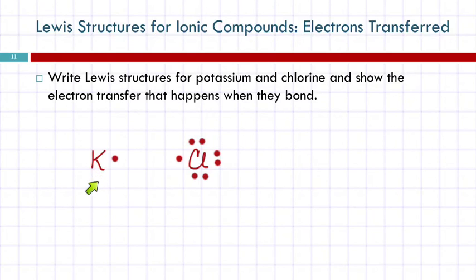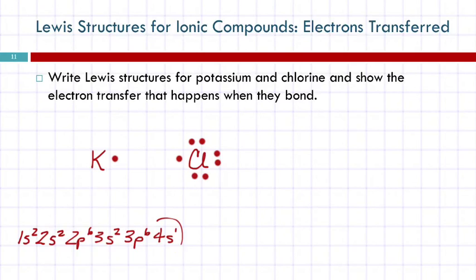And potassium's over here. Let's just very quickly look at the electron configuration for potassium. 1s2, 2s2, 2p6, 3s2, 3p6, 4s1. So this is the valence electron. If potassium gets rid of that one valence electron, then the third level becomes the valence level. And how many electrons are in the third level? 8.